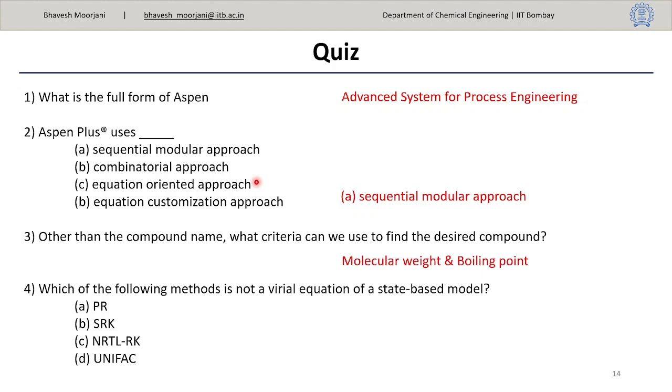Now, which of the following is not a virial equation of state? NRTL, RK, or UNIFAC. The answer is the UNIFAC method. NRTL-RK is an equation of state, like a virial equation of state. So let's see if you get confused in this. This is just an interaction session, so it's fine. But for your assignment submission, just be thorough in what you are answering, right?